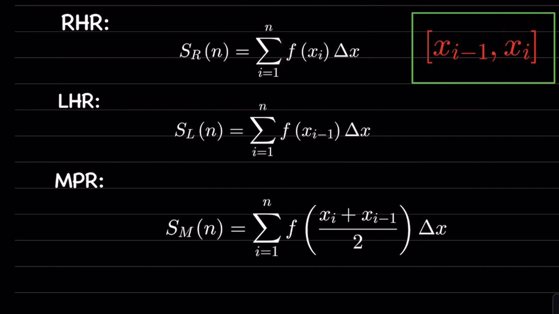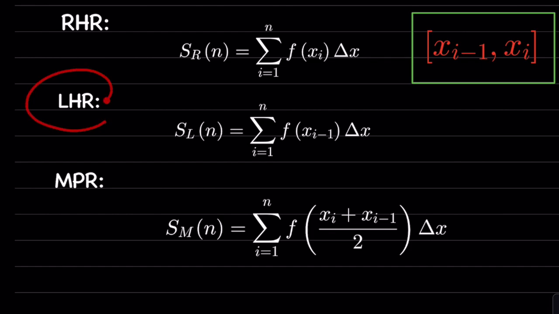And if you add them up from i equals 1 to n, it means that you're constructing all these n rectangles, you're adding the areas of all those rectangles up, and this sum is going to give you an estimate for the area under the graph of the function f, and we call it S_n^R. R means that we're using the right-hand rule, and n means that we're using n subintervals.